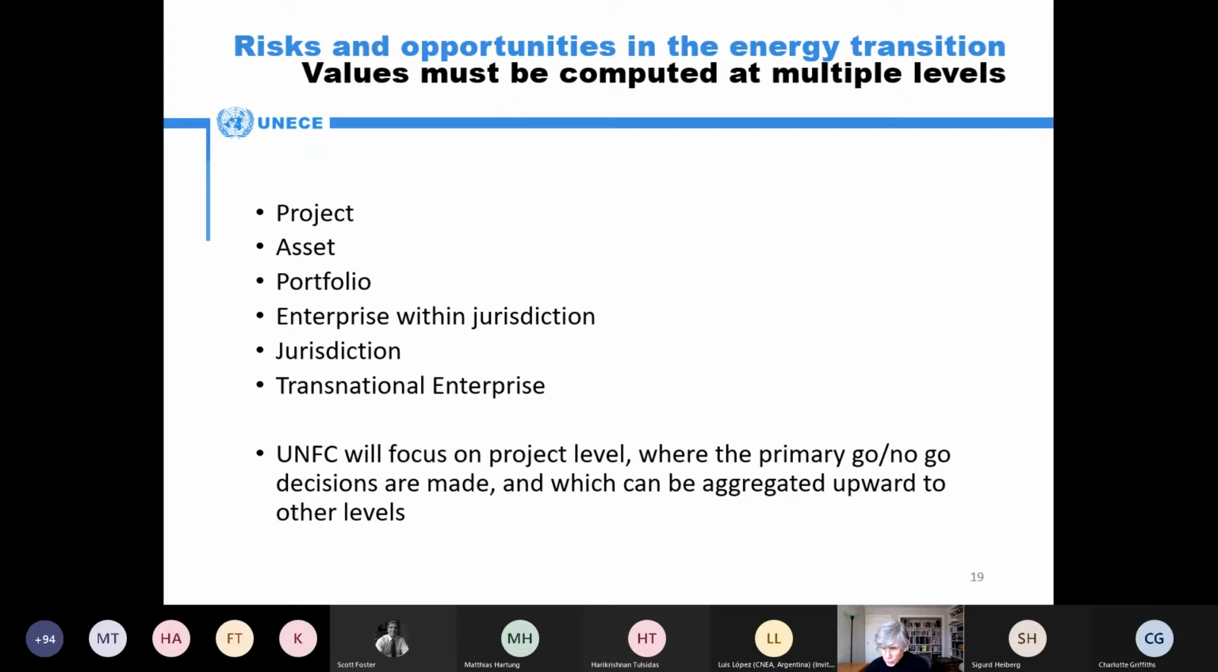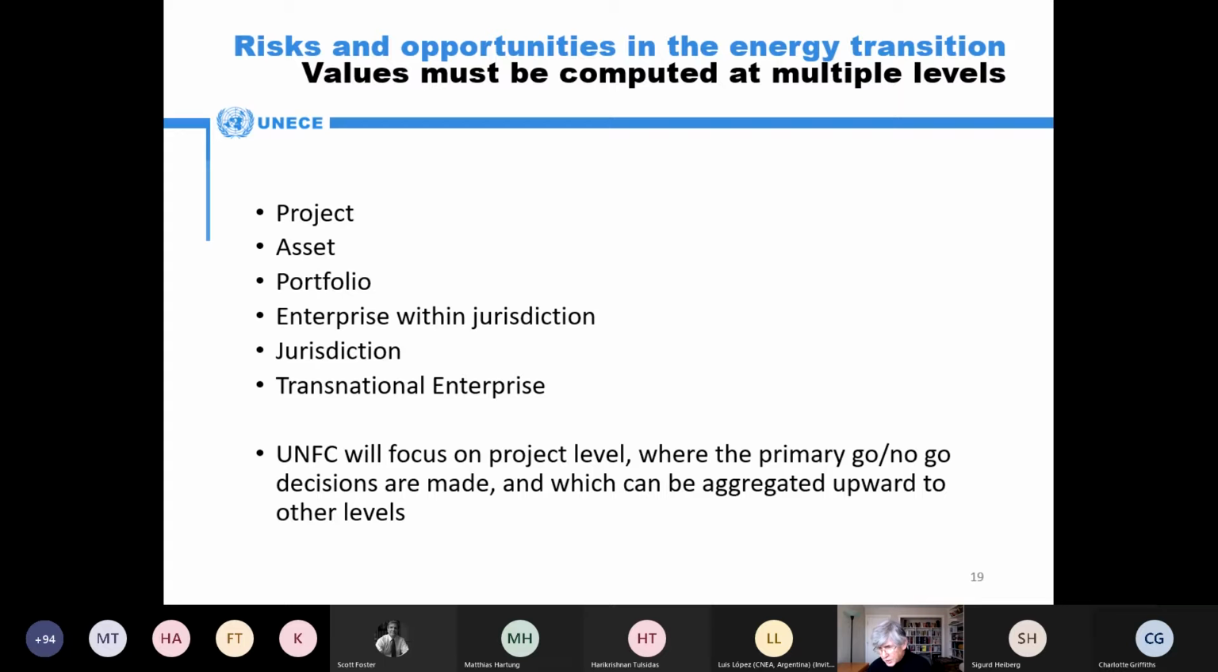When you look at a lot of the work that is being done in terms of financial disclosure, those people are largely concerned with the risks and opportunities at the level of the enterprise. The government regulator, on the other hand, is much more interested in the risks and opportunities that occur within her or his region. And the company that is making the decisions about going ahead or not going ahead with the project is really worried about the metrics at the project level.